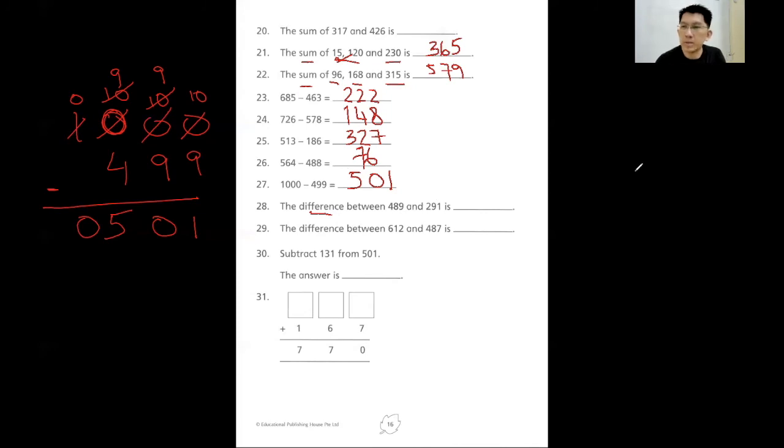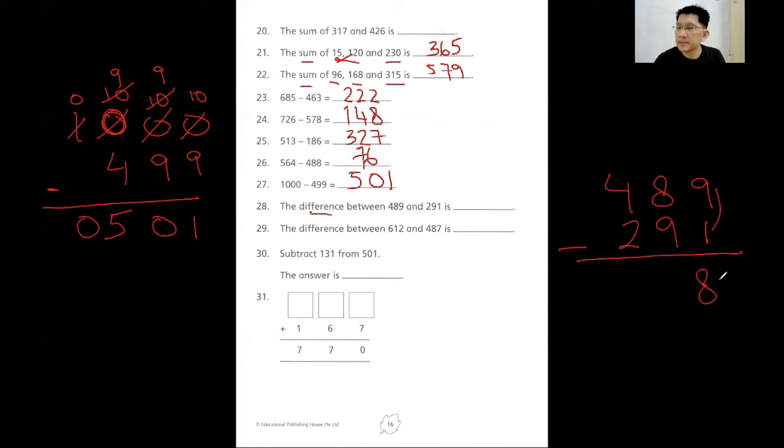So what we'll do is we'll write the big one on top, and then we'll write a small number at the bottom. The difference means the big number minus small number. The big number minus small number. So I put down a minus sign here. So 9 minus 1 is 8.